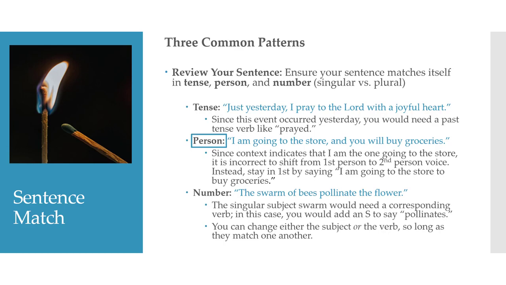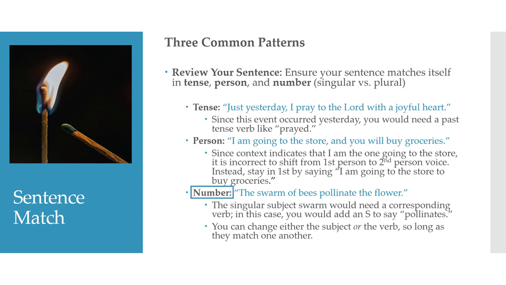Person. I am going to the store and you will buy groceries. Since the context indicates that I am the one going to the store, it is incorrect to shift from first person to second person voice. Instead, stay in first by saying, I am going to the store to buy groceries.